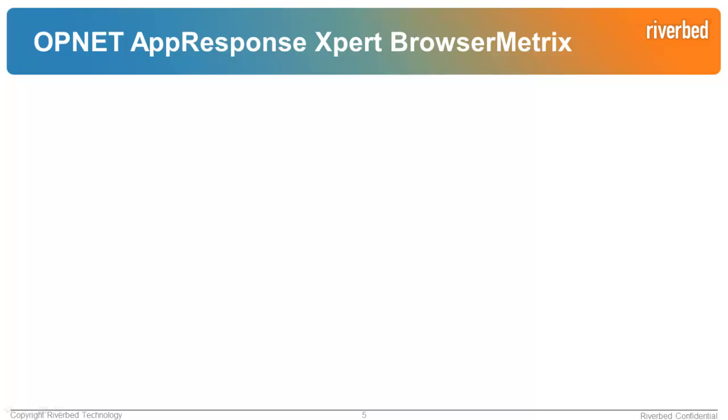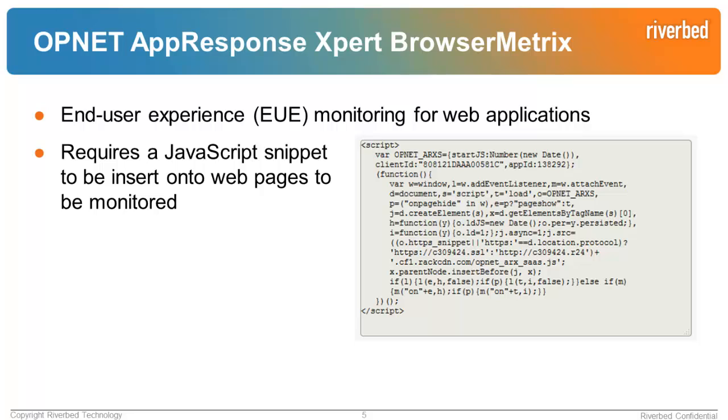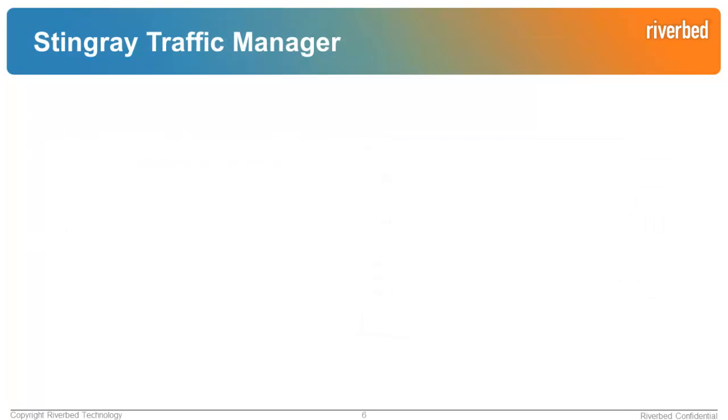Opnet App Response Expert Browser Metrics is a pure cloud-based solution for monitoring end-user experience for your web applications. It functions by use of a JavaScript snippet that you insert into each web page. The JavaScript snippet then feeds back information such as response time to the Opnet cloud. But rather than manually inserting this JavaScript snippet onto each page, it would be nice if we can automate this. And that's where the Stingray Traffic Manager comes in.